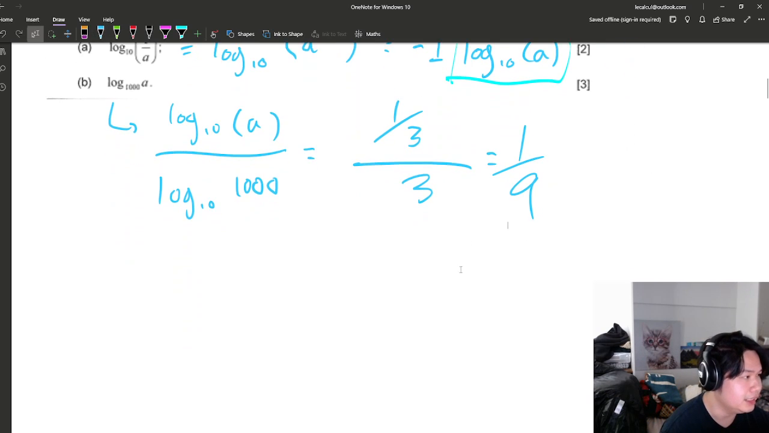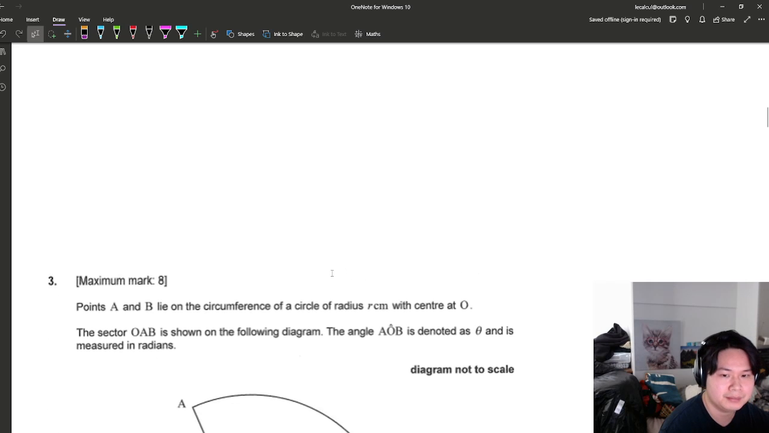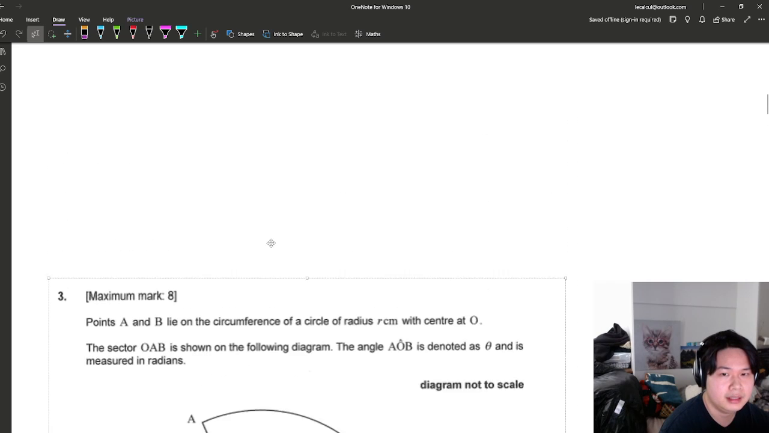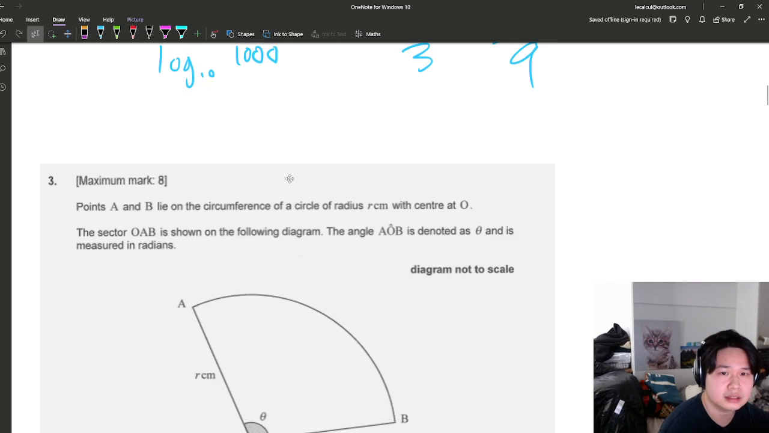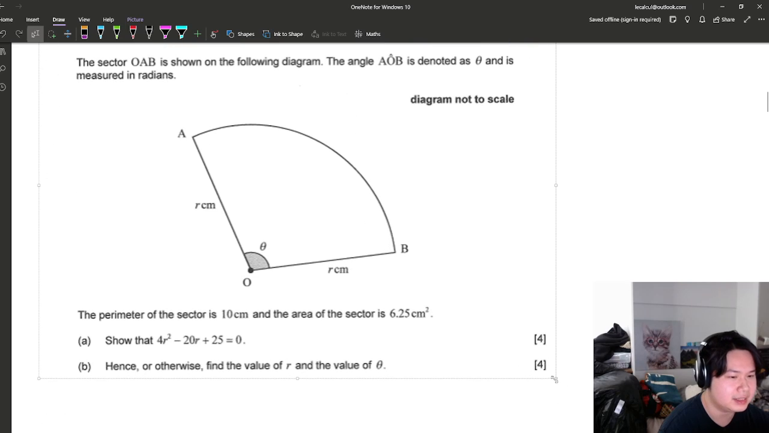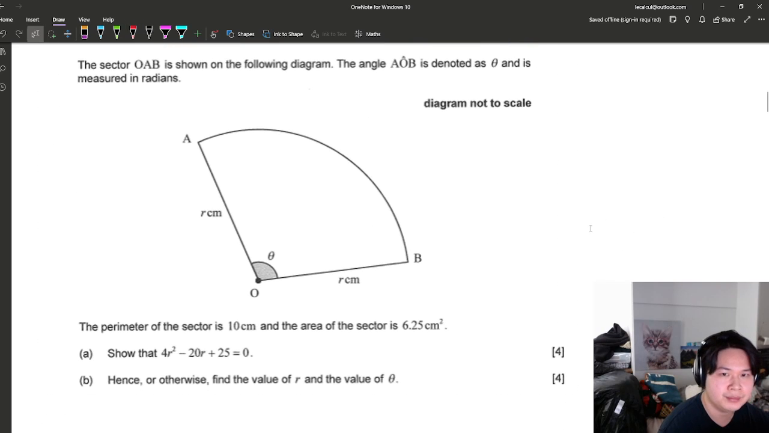Okay. Yeah, so far, right? This looks like an SL question. Arc length sector area question, probably. Let's see. Got a sector. Sure. The perimeter is 10. I'm just going to highlight this. Perimeter is 10. Area is 6.25.